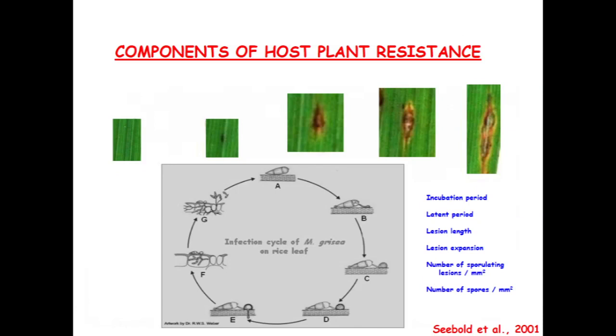When you say resistance in the world of plant pathology and breeding, we talk about components of host plant resistance. This is made up of the incubation period, from the time you see symptoms, to the latent period, when you start to see sporulation, lesion lengths, lesion expansion rates, the number of sporulating lesions per millimeter squared, and the number of spores per millimeter squared. In the case of rice blast, silicon affected all these components of host plant resistance, which suggests that it's having an effect on the plant.